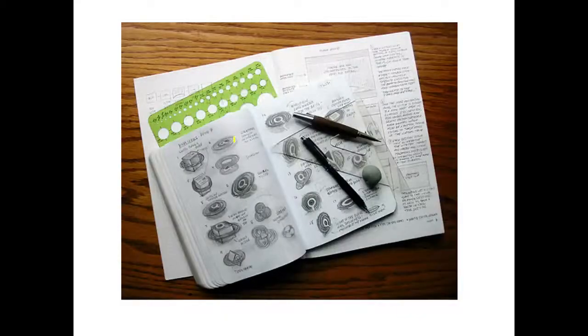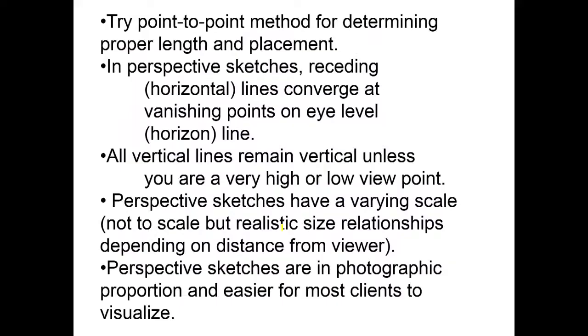You have seen here, there is a beautiful rectangular vertical object, around it circles have been drawn, and then they just keep on practicing this. It makes it look very easy. In perspective sketches, receding horizontal lines converge at vanishing points at eye level. Vertical lines remain vertical unless you are at a very high or low viewpoint.